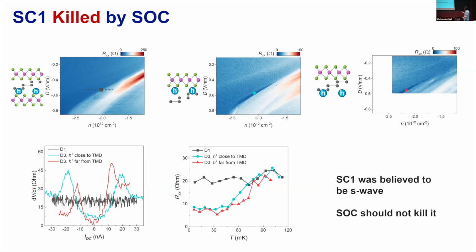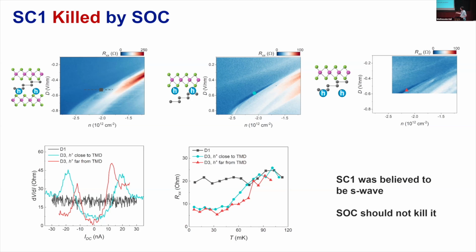This is the sample where the holes are away from TMD. So you can think of this as pretty much pristine ABC trilayer graphene without spin-orbit coupling effect. And you can actually see this blue stripe here that corresponds to the superconducting state SC1. When you push these holes towards TMD, you introduce some weak spin-orbit coupling. The superconducting state is still there, but now it has a slightly lower transition temperature than far away from TMD. Okay, so it's disappearing, but it can still go to a low resistance state.